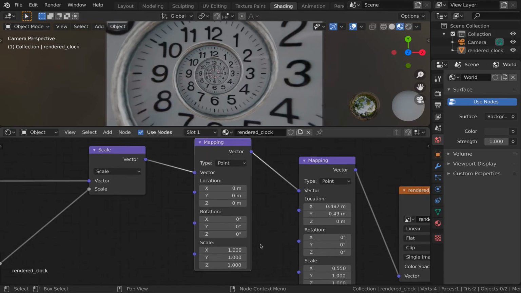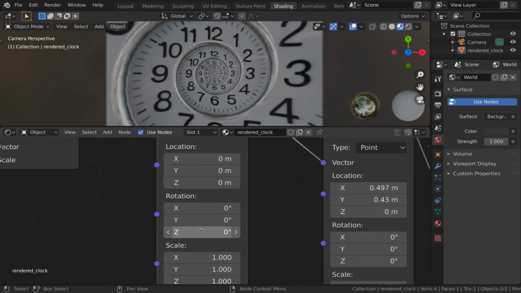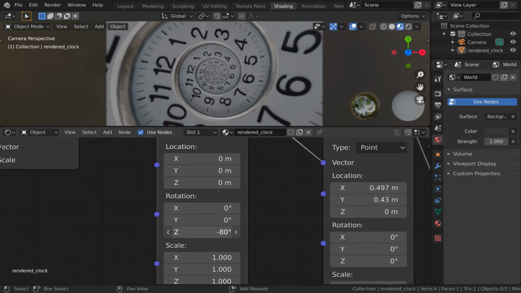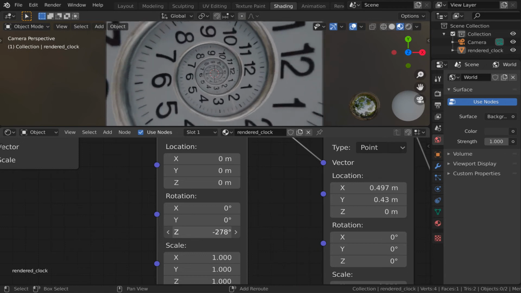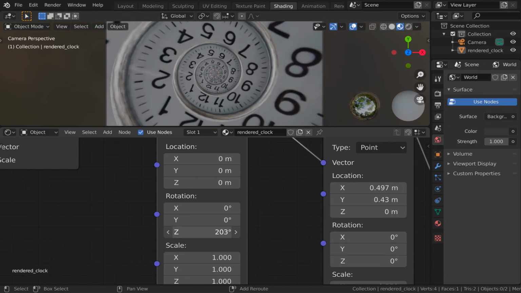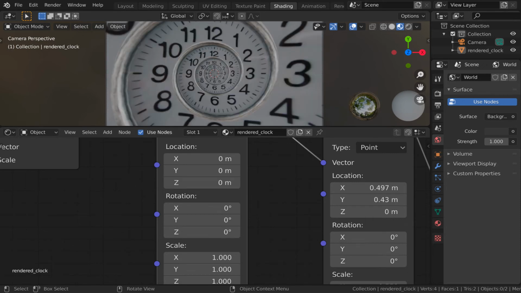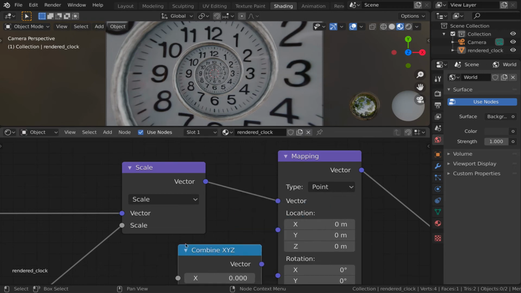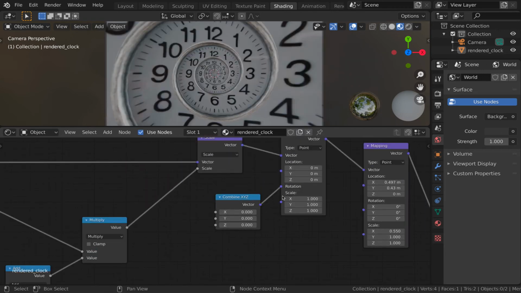Notice that if I change the Z rotation value on that mapping node, the clock rotates. The spiral itself isn't rotating, but the clock that sits inside the spiral is rotating. That's exactly the kind of rotation we want to play with. Add a combined XYZ node feeding into that rotation socket so that we can control the Z rotation value.